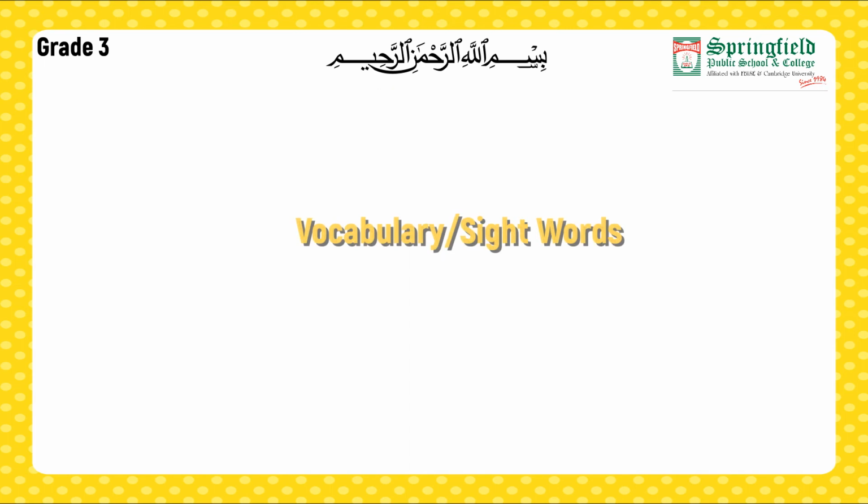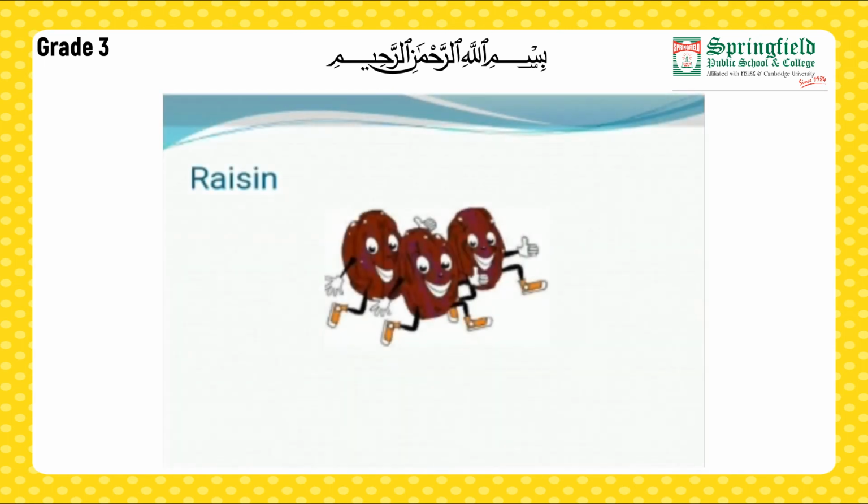So students, now moving towards our sight words. Our first word, that is the highlighted word, is raisin. Raisin is a grape of any of the several varieties that has been dried in sun or by artificial heat.